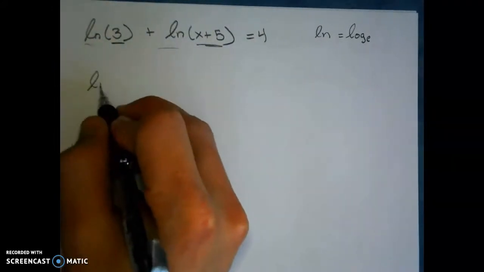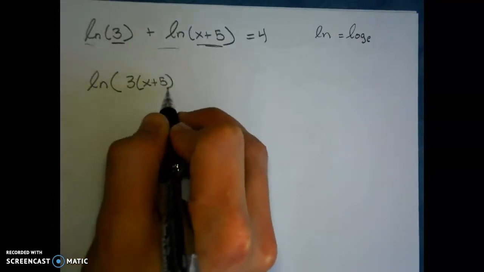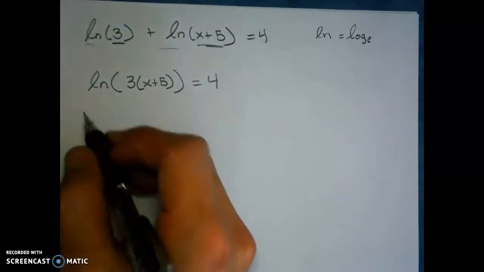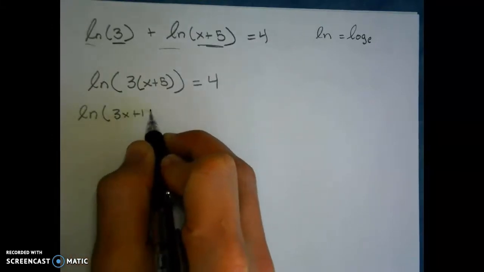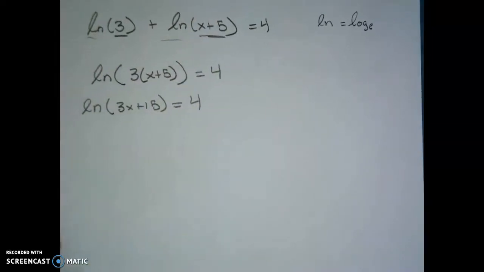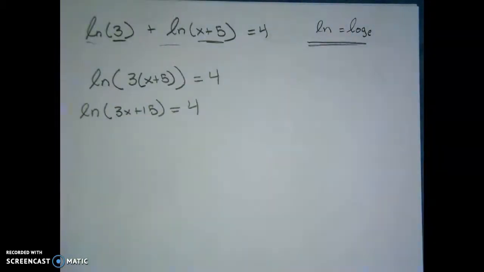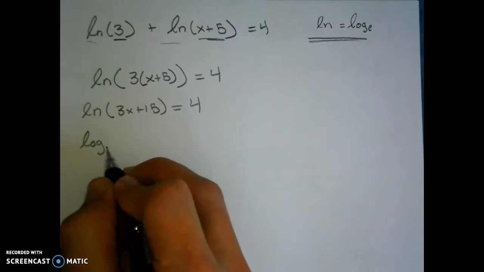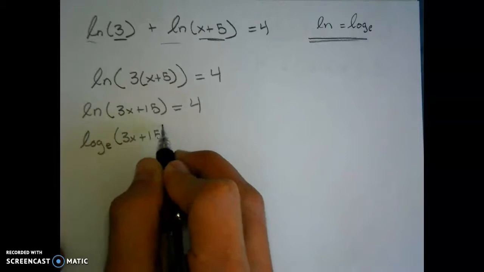For this one, we have natural log of 3 times x plus 5 is equal to 4. I'm going to simplify this by doing natural log of 3x plus 15. I just distributed in there. Now I'm going to utilize this to rewrite my natural log as log base e of 3x plus 15 is equal to 4.